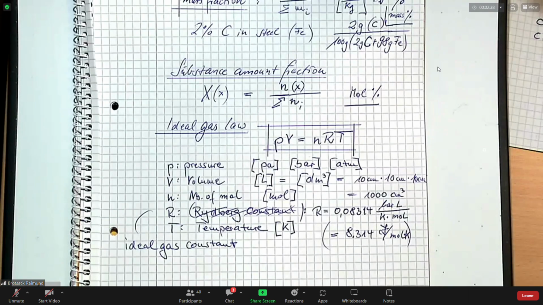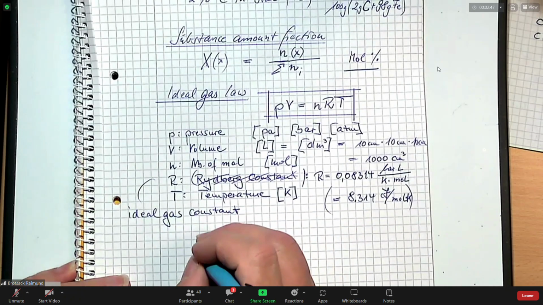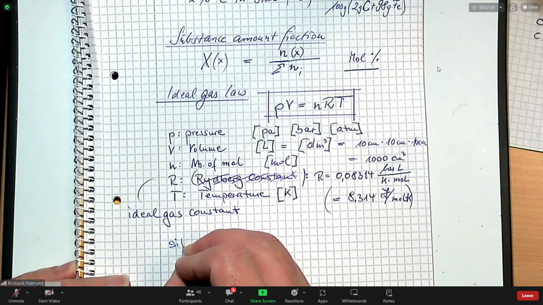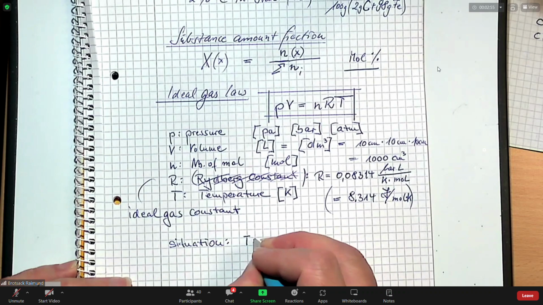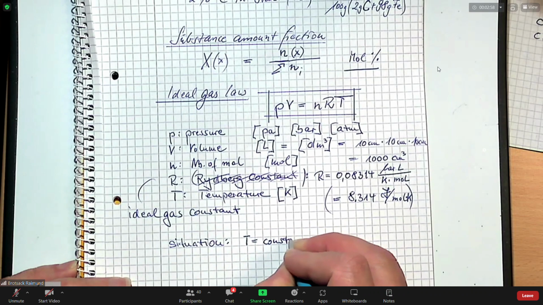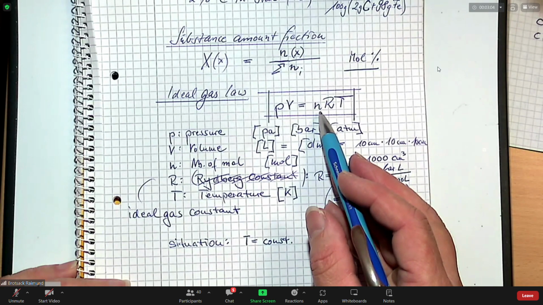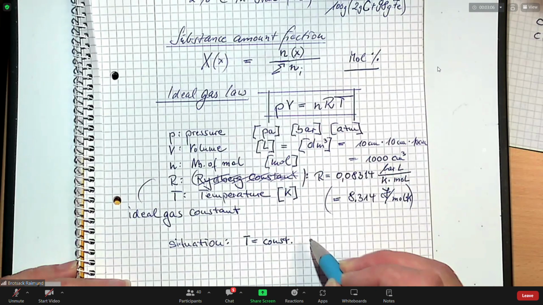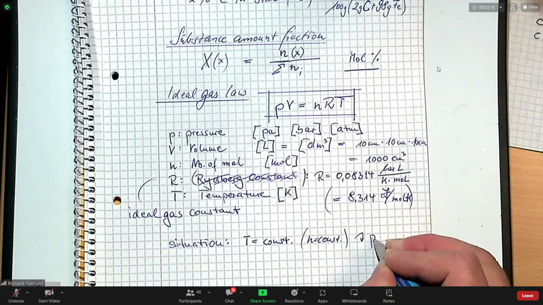Okay, this ideal gas law is very important. So there are some different situations. Let's talk about when the temperature is constant. When T is constant, and we are always looking at one specified number of moles, N is constant as well. What does it mean for the product PV? That means PV is constant.